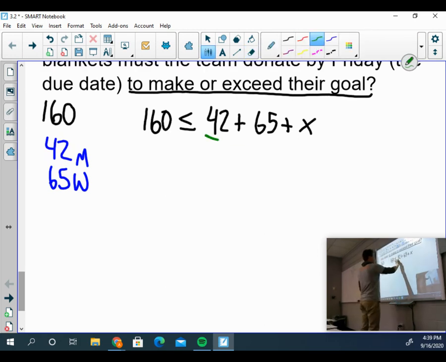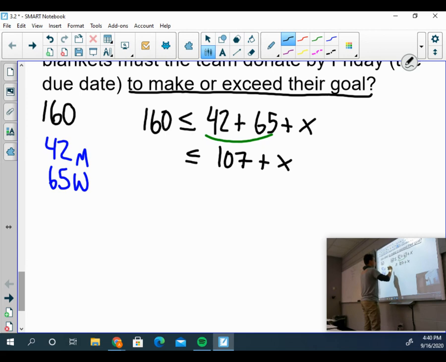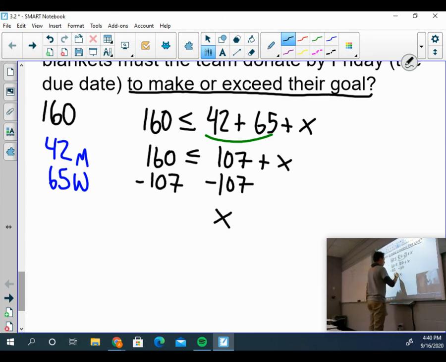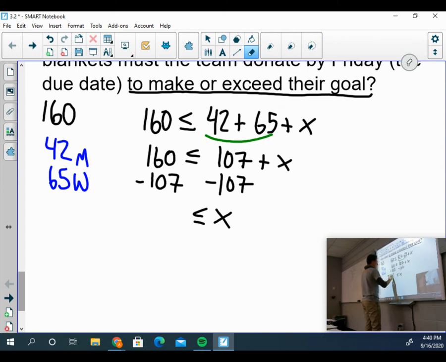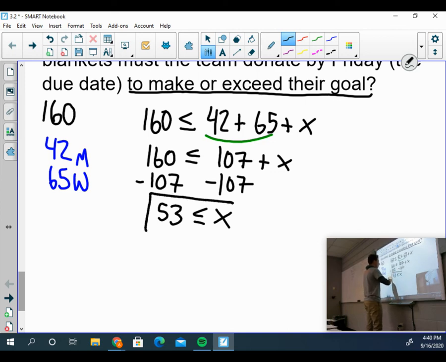I'm going to combine my like terms. 42 plus 65 gives me 107. My goal is 160. I will subtract 107 from both sides to get that x by itself. And I find that to make or exceed my goal, I need to get 53 blankets. 160 minus 107. 53 blankets donated on Friday to meet the goal.